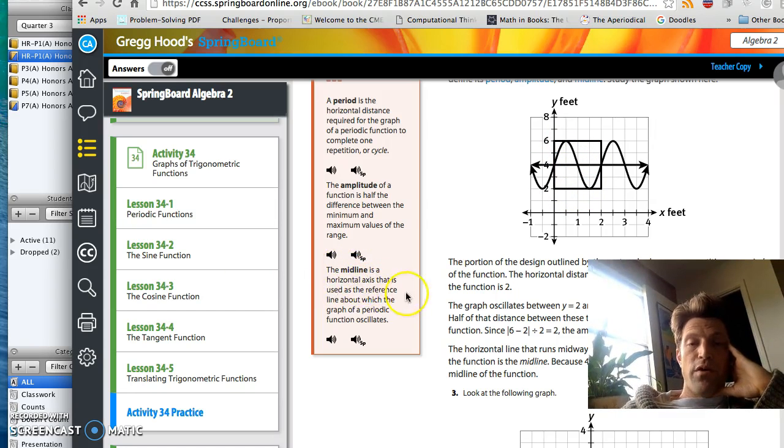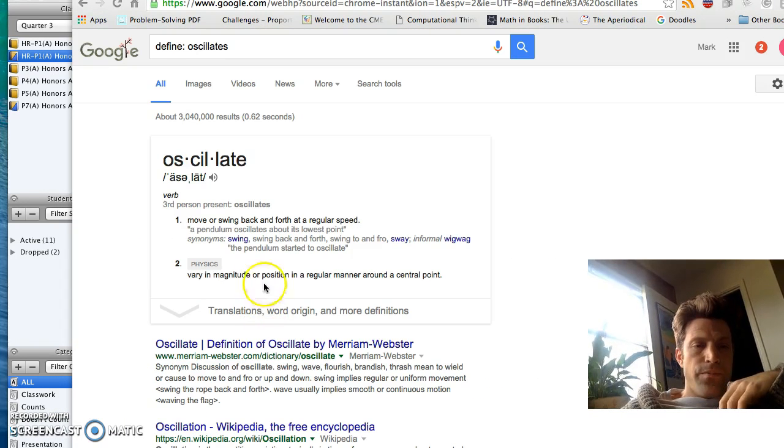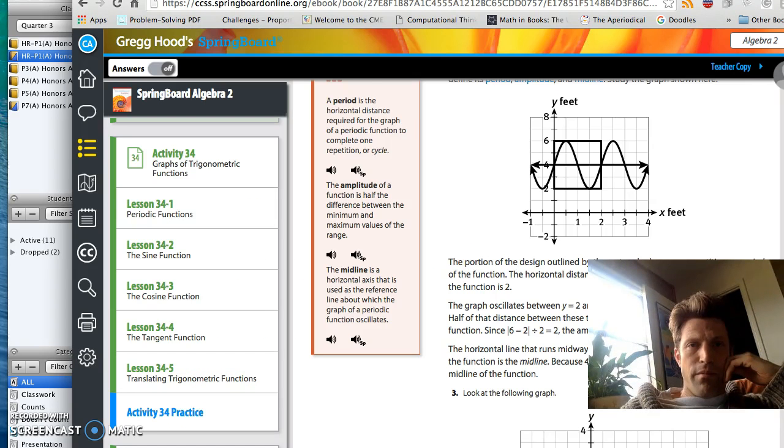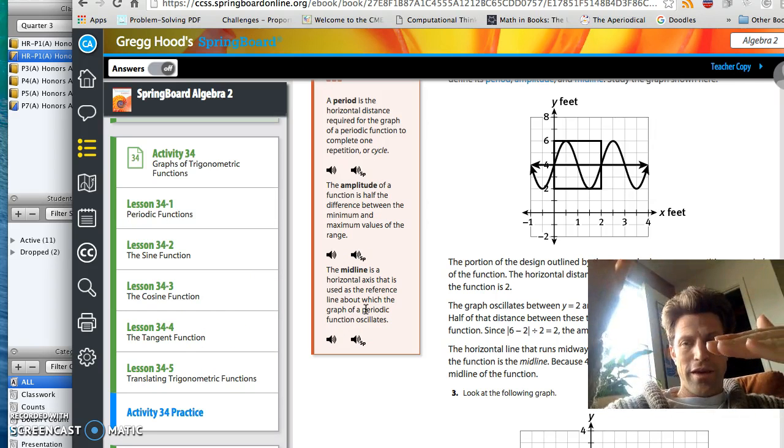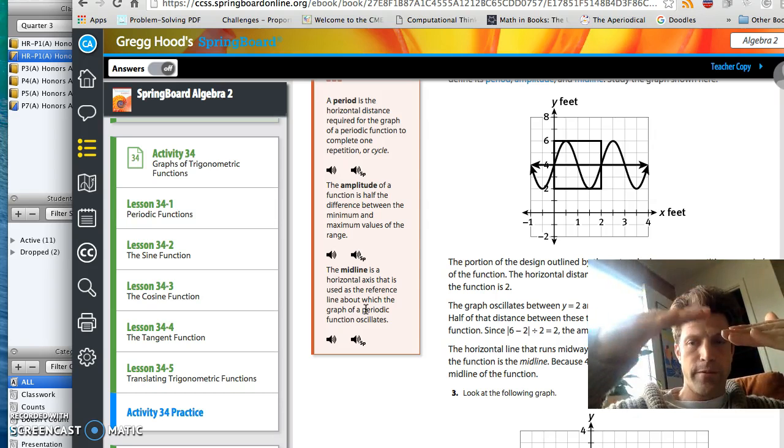The midline is a horizontal axis that is used as the reference line about which the graph of a periodic function oscillates. Oscillates. Swings back and forth at a regular speed. A pendulum oscillates about its lowest point. So the midline is the horizontal axis past which the pendulum or the periodic function oscillates back and forth.